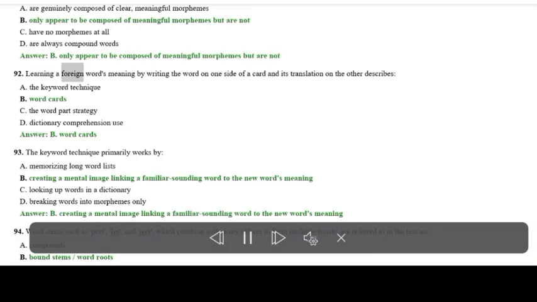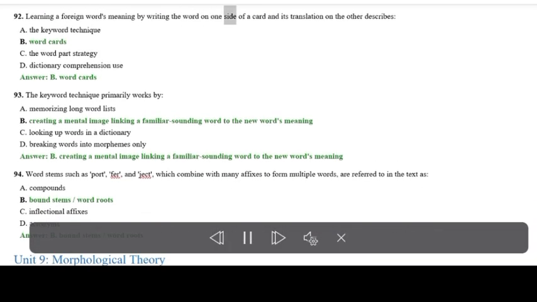92. Learning a foreign word's meaning by writing the word on one side of a card and its translation on the other describes A. The keyword technique. B. Word cards. C. The word part strategy. D. Dictionary use. Answer: B. Word cards.